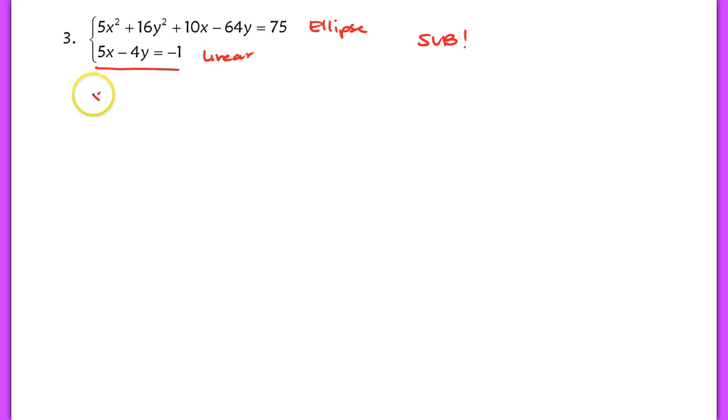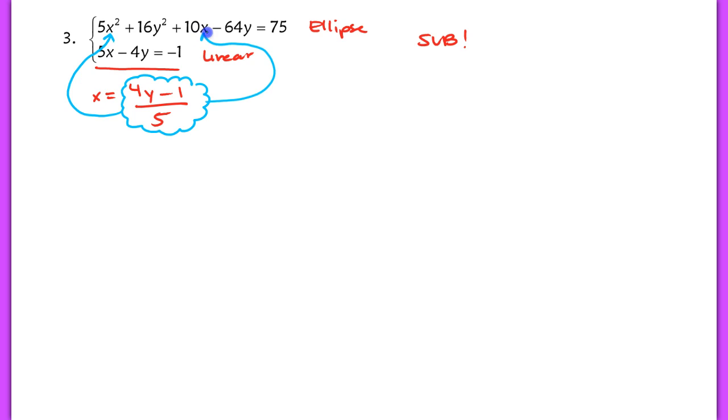So if I were to isolate the x, I would move over that 4y, and I would then divide by 5. So I have x equals (4y minus 1) over 5. Now with substitution, you just plug this value into the other equation wherever you see an x. So I see an x twice, right here and right here. So I'm going to go ahead and just make that substitution. (4y minus 1) over 5 now becomes the x in the equation above.